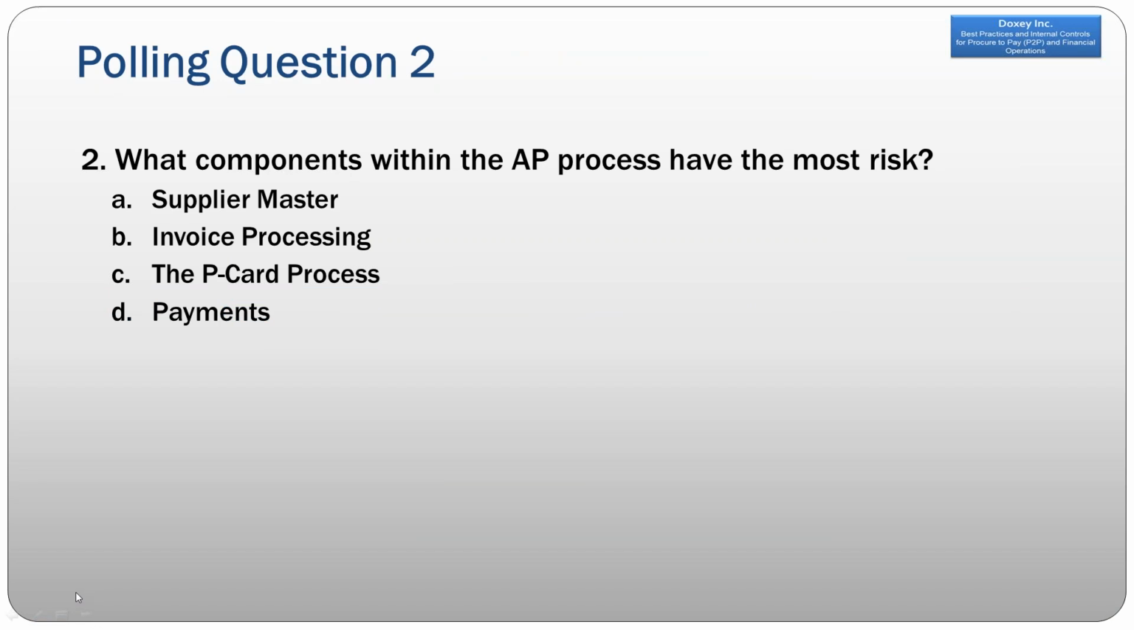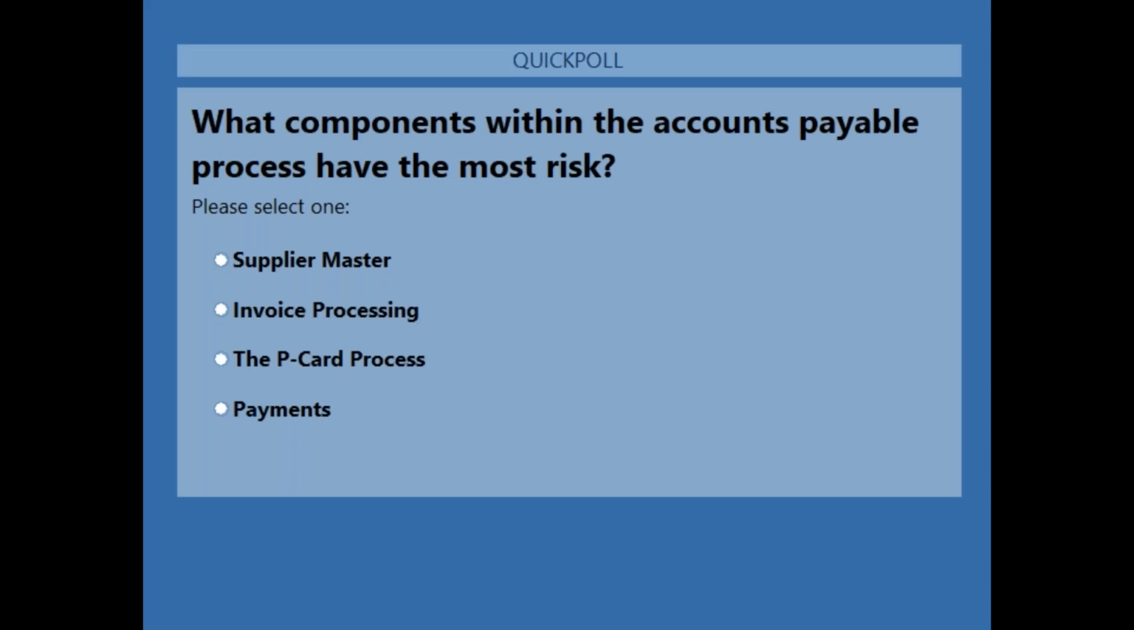polling question. And that question is, what components within the AP process have the most risk? I've launched it now, so they're answering as you were just reading. Okay, good. Once again, we'll just give them a couple of seconds, and we'll get their answers, and I'll share that with you.